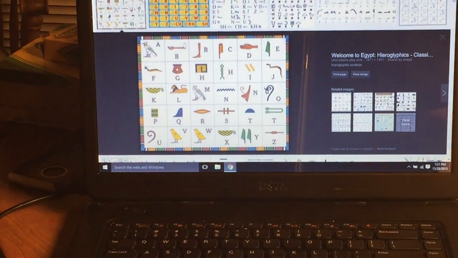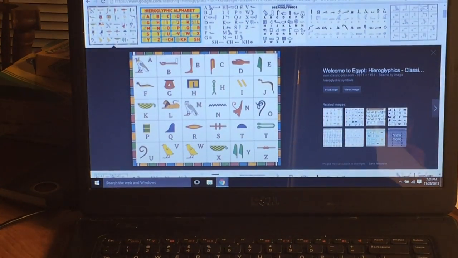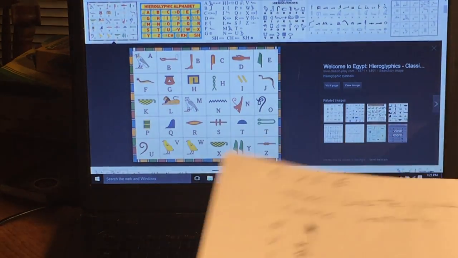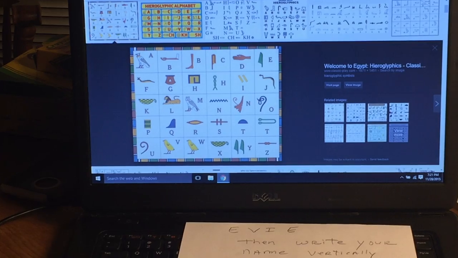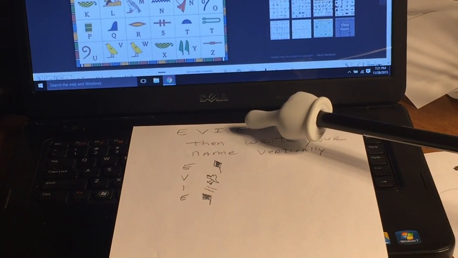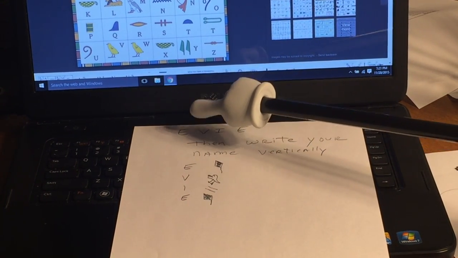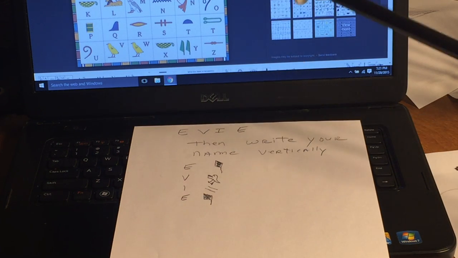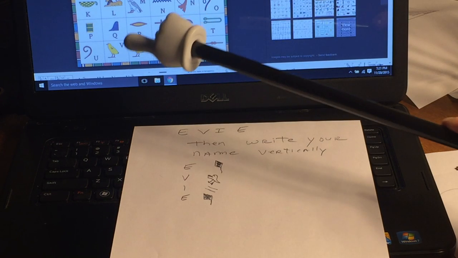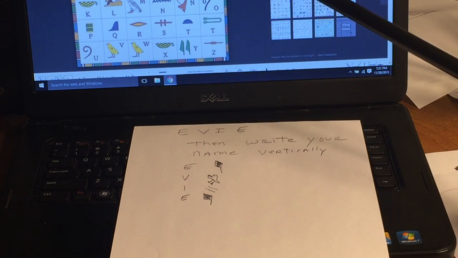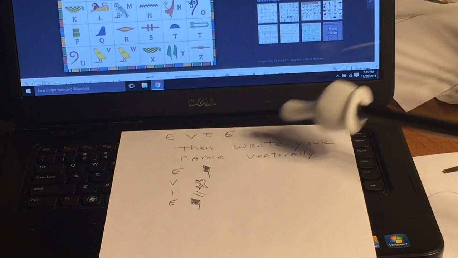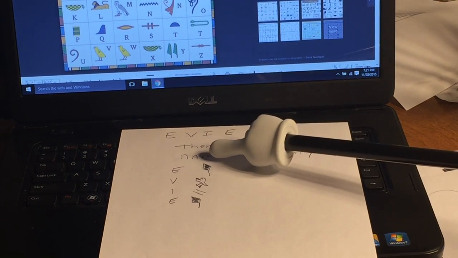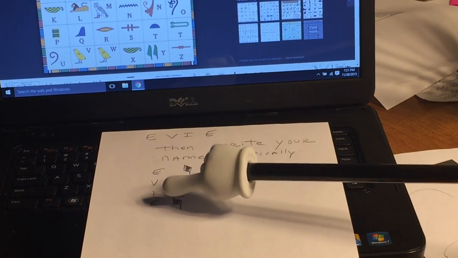Now what we're going to do is spell our name with the Egyptian alphabet. My name is Evie, so I have written the letters E-V-I-E, just like the letters that are shown here. Then I'm going to write my name vertically, which is up and down.